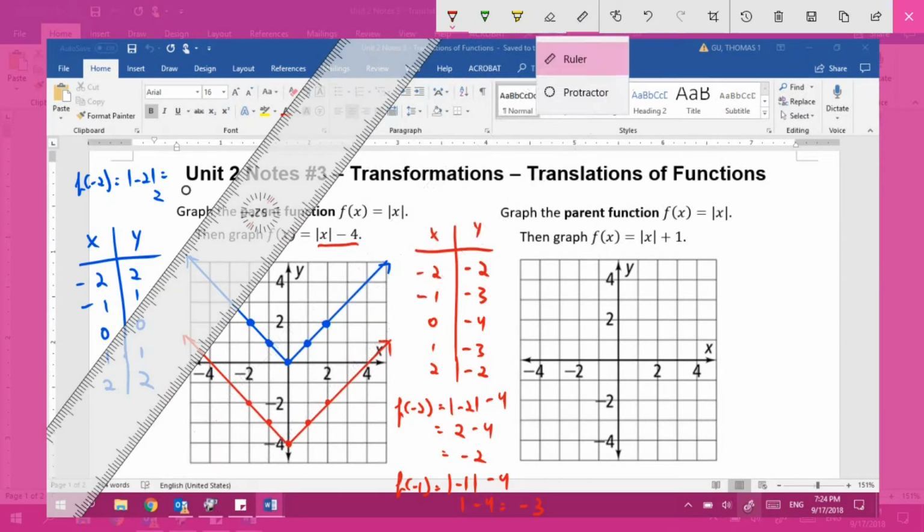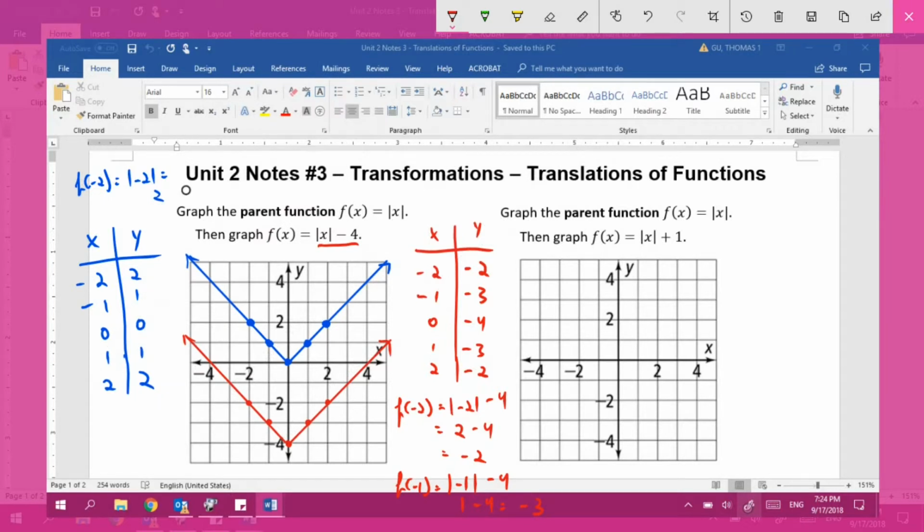So a little lower under this graph on your notes, it asks what's the difference between the parent function and then the function f of x equals the absolute value of x minus 4. You might notice that the graph has shifted downwards. The graph shifted down 4 units. That's the difference. Now let's look at the second graph over here.